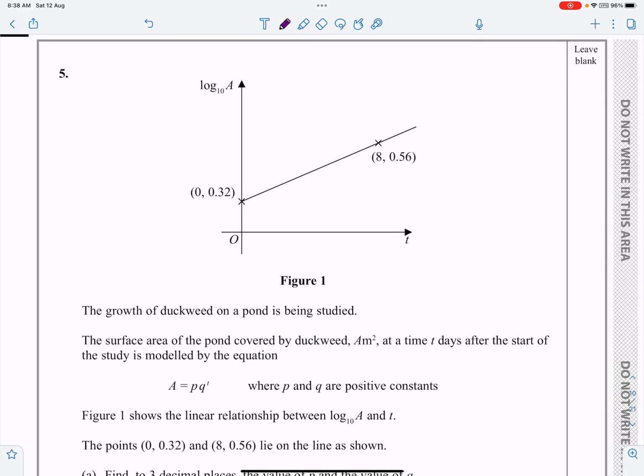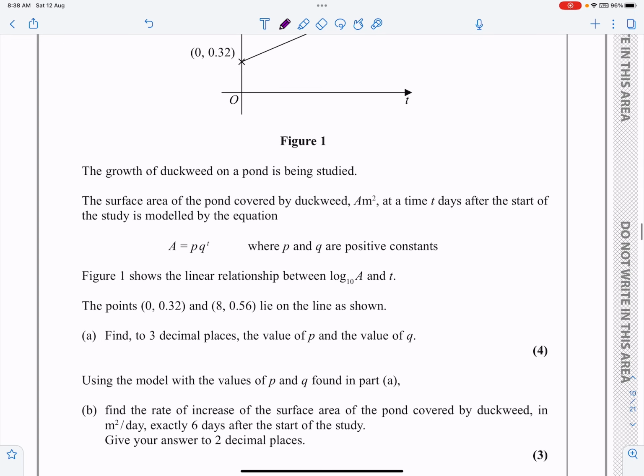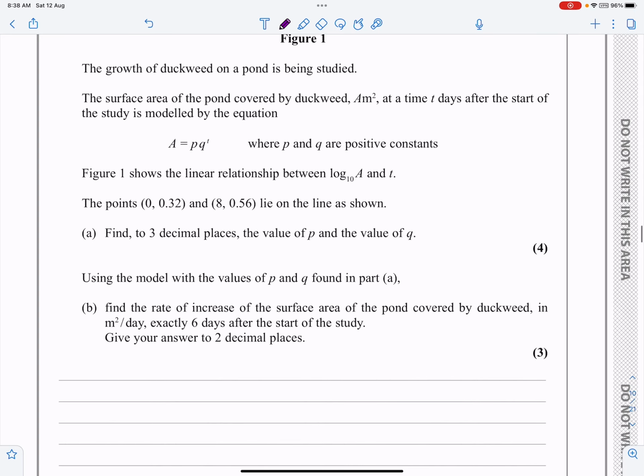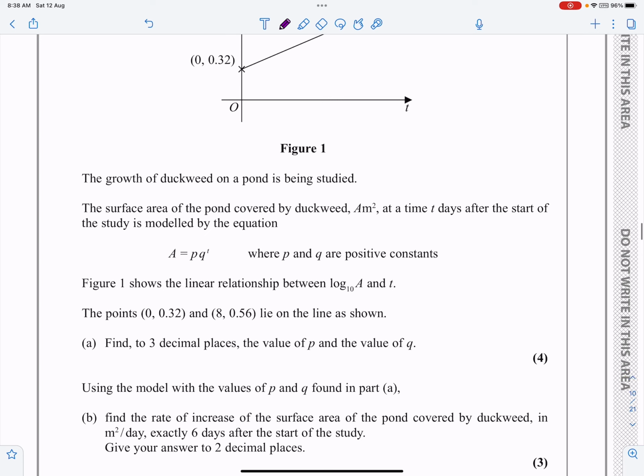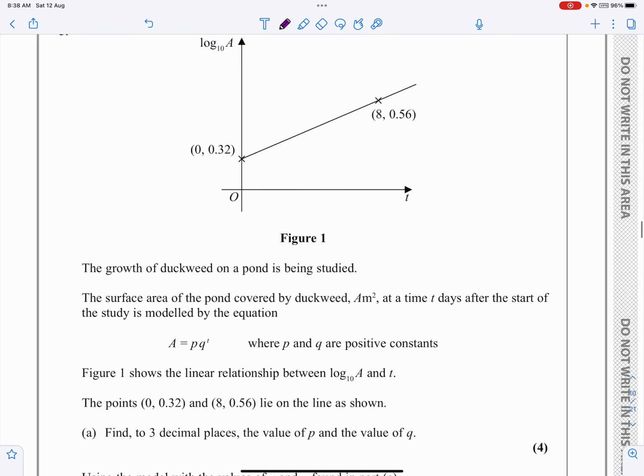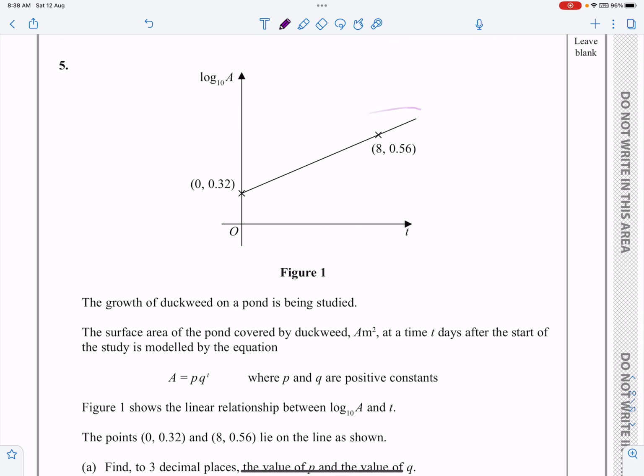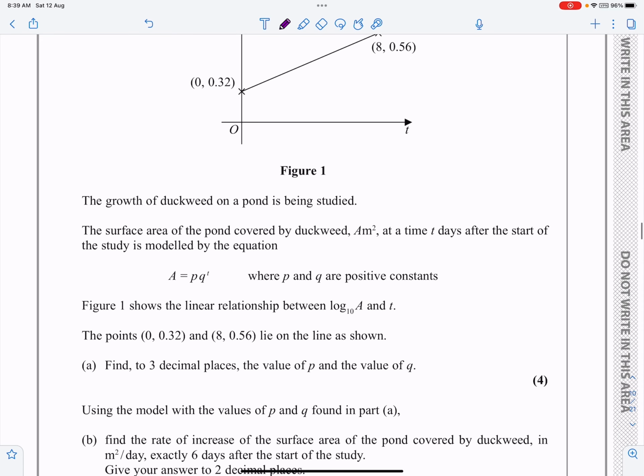Okay, this is the P3 paper from June 2021. It's question number 5, and this is an exponentials and logs question, and in particular, it's the logs and nonlinear data questions that we get when we have one of these diagrams. So what does it tell me? These are all relatively standard, these first parts.